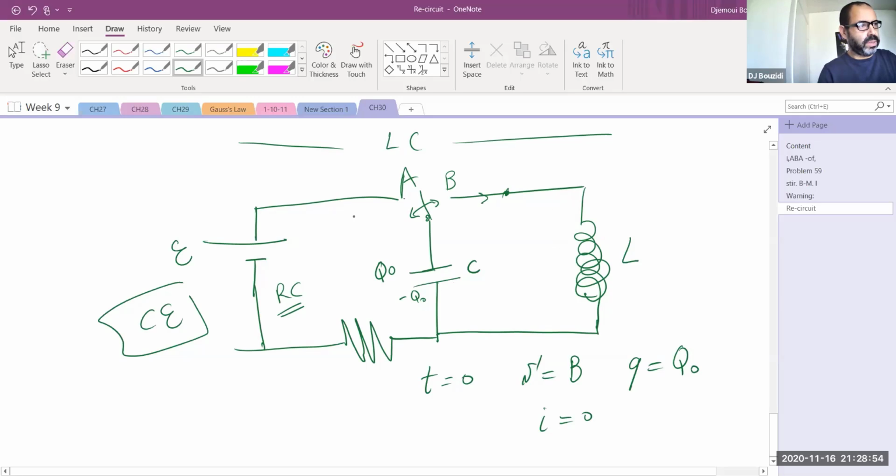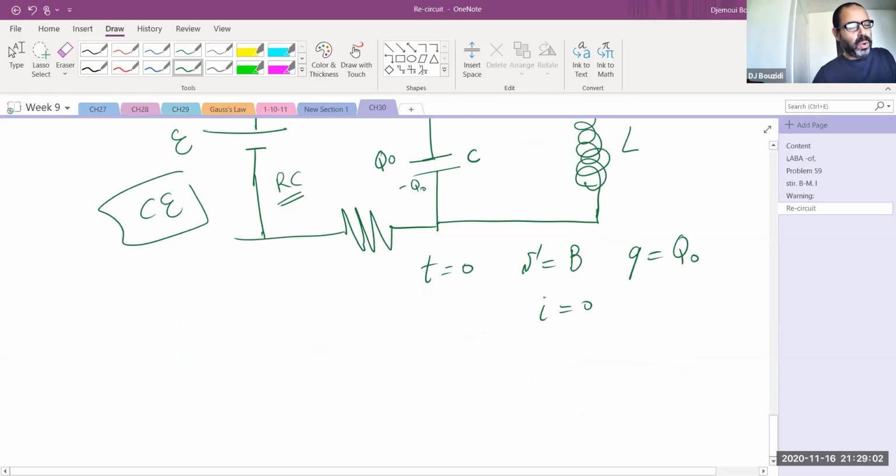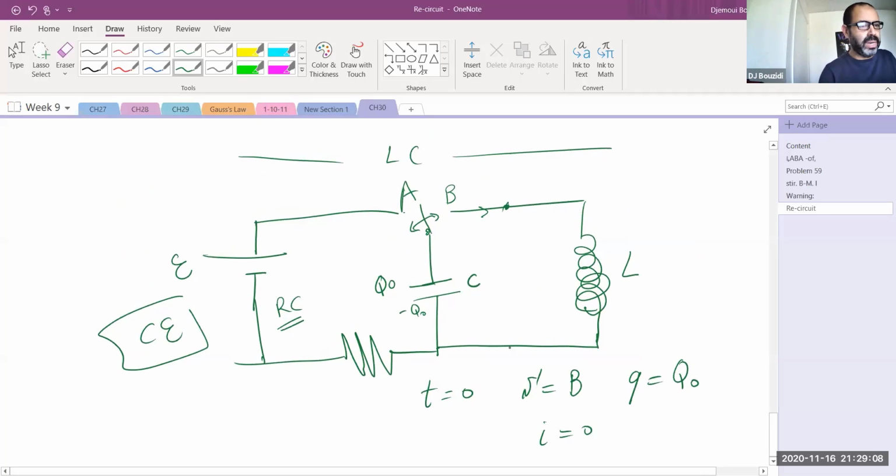There was a current on the other side, and that's also 0 because once this one is fully charged, that current also is 0. Okay? So, we want to know the current at any time in this portion now when we are at S equals to B, when the switch is in position B. So we have a current I.